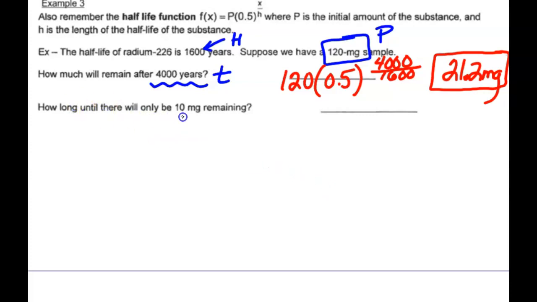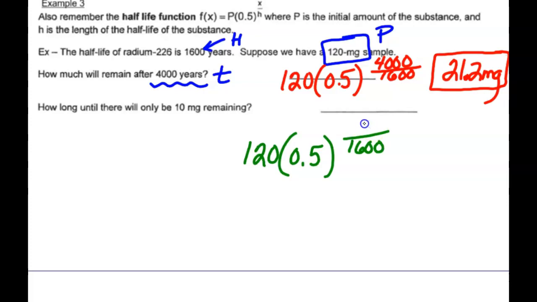How long until there will be only 10 milligrams remaining? So this time, we're starting with 120. It is halving. The half-life is still 1600, but we want to know the time to get it down to, we could use X, they used X, sorry, you can use X, whatever. To get it down to what? 10, so the 10 goes over here.